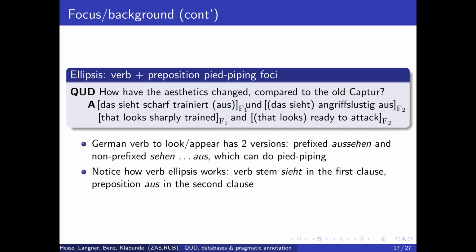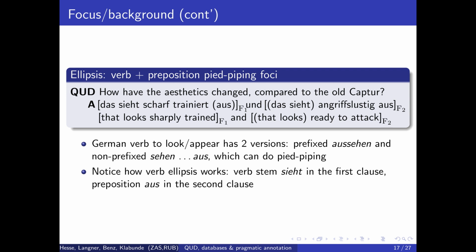Another example is a special type of ellipsis. In this case, we have "to look," which can also mean to appear a certain way. The QED here is how the aesthetics have changed compared to the old Captur. We learned that they have changed in a way that makes the car appear sharply trained, and it also makes it appear ready to attack.